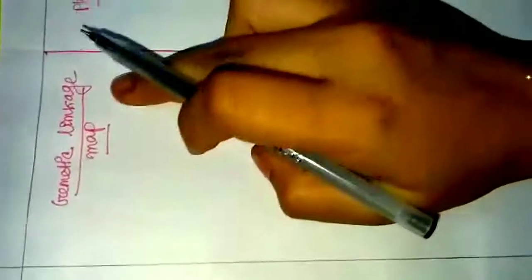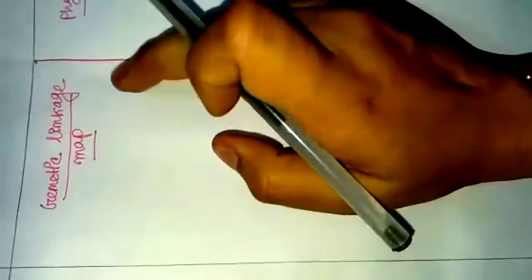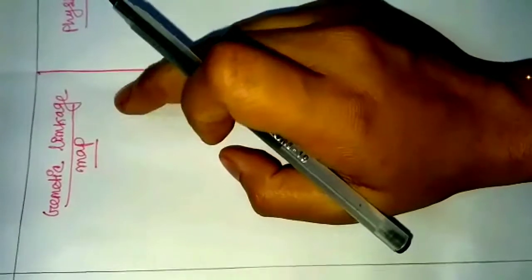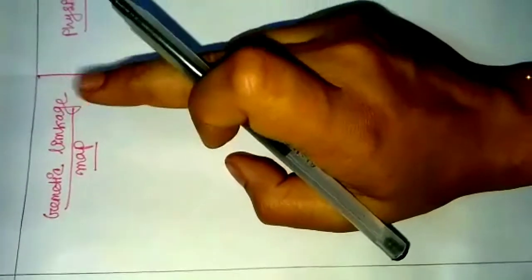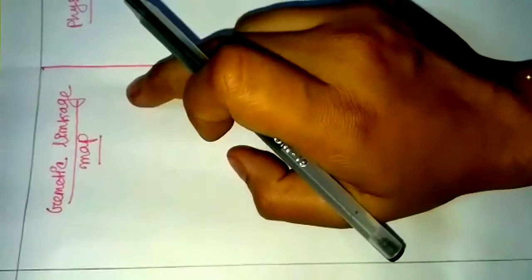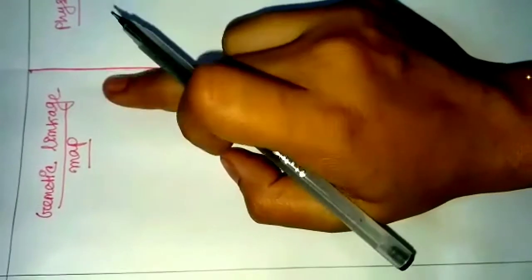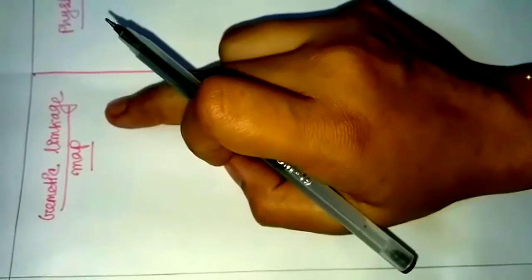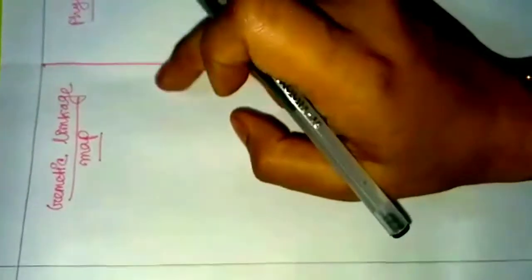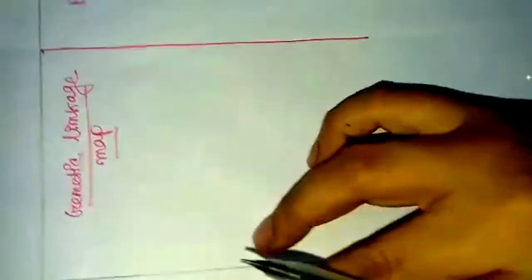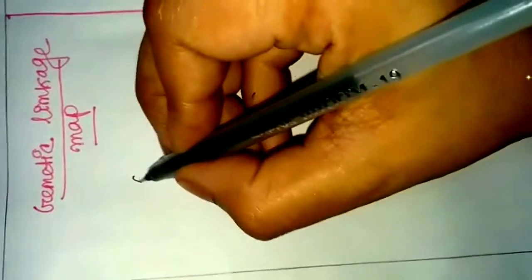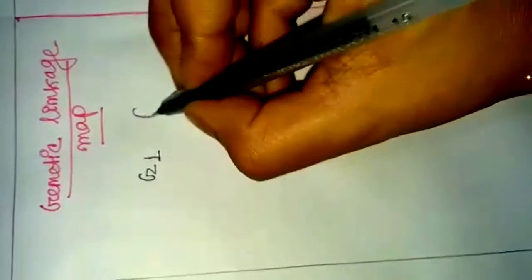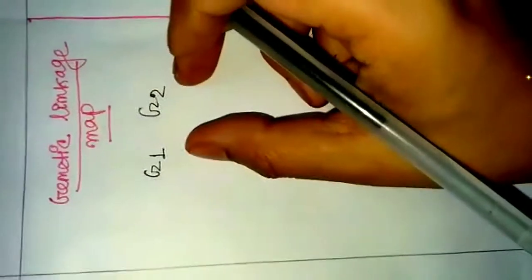So what is this genetic linkage map? So it is a type of mapping which is unable to directly tell us whether a gene is present on a chromosome or not. But instead it can tell us the corresponding location of one gene with another one. Okay, so let me give you an example of two different genes. Let us guess G1 and G2, two genes.